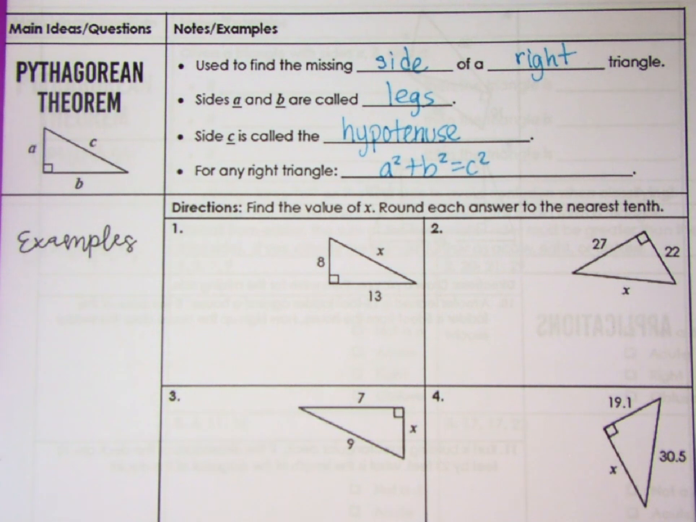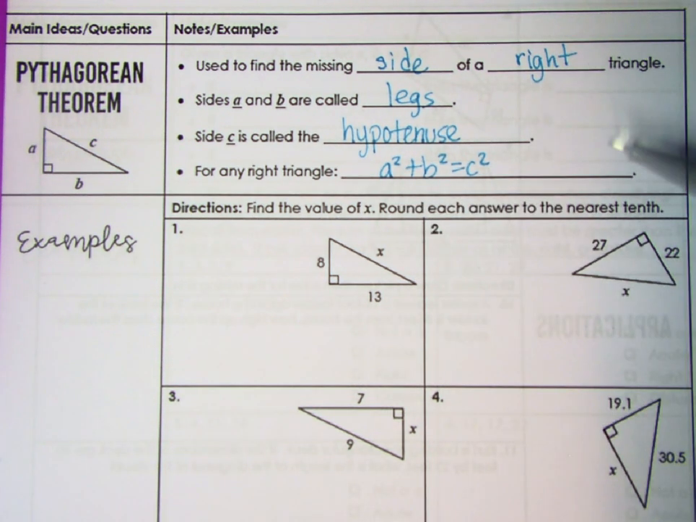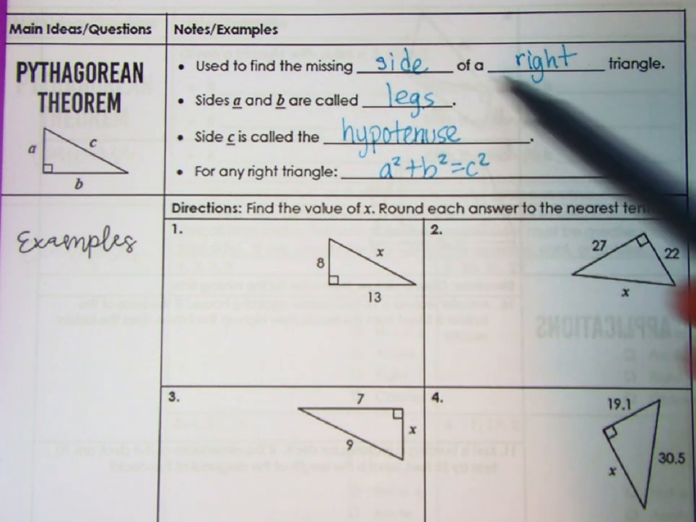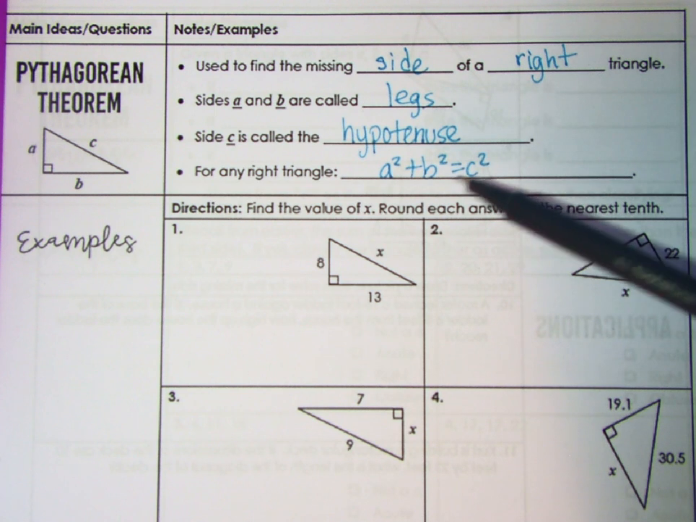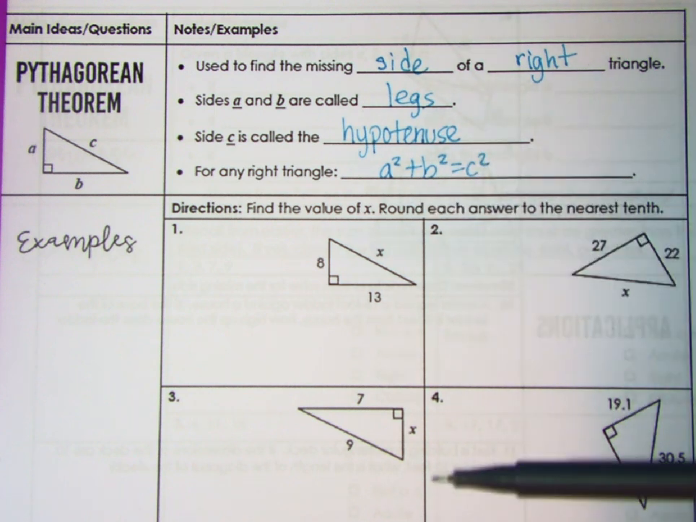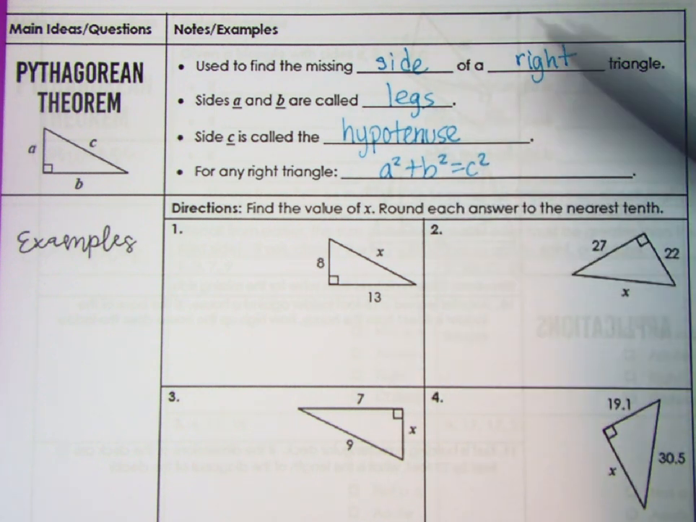Hey students, in this video I'm going to go over what Pythagorean theorem is and how to use it. Pythagorean theorem is a formula that was created to find a missing side of a right triangle. You must be given two sides in order to be able to find that missing side.